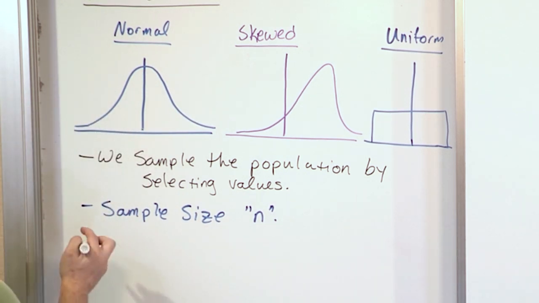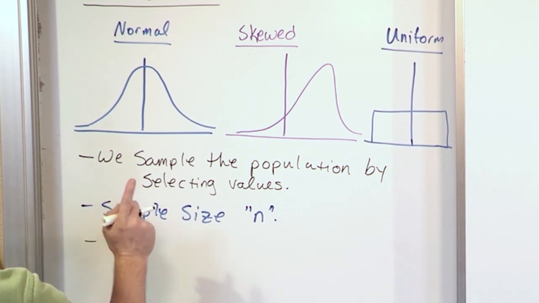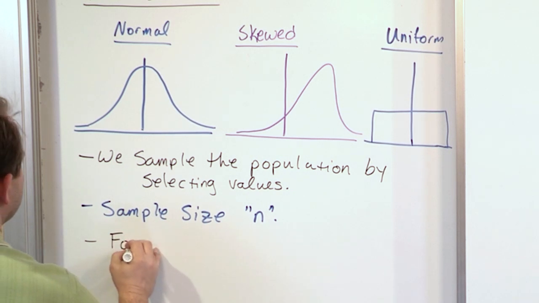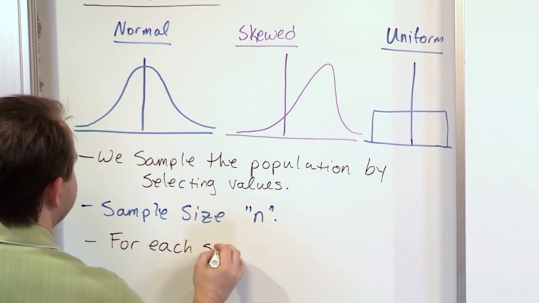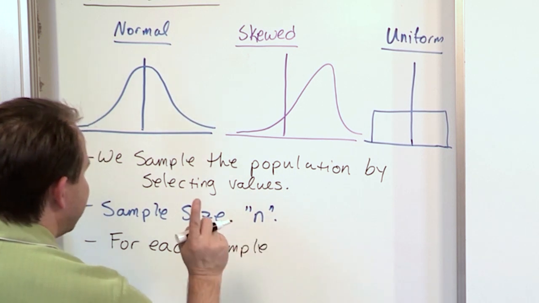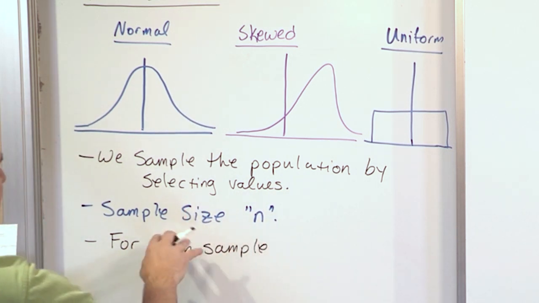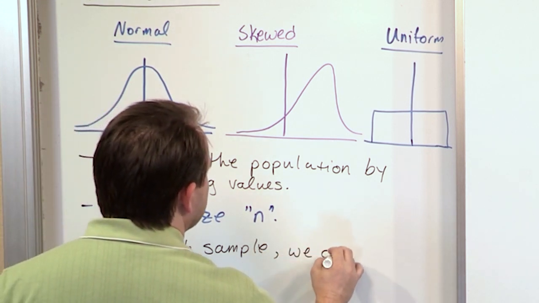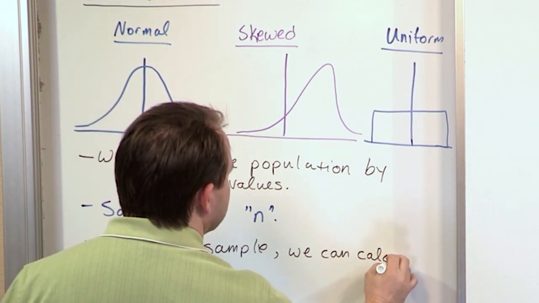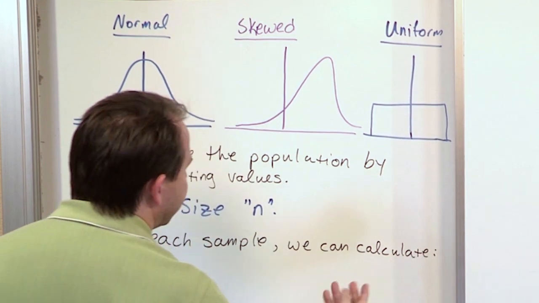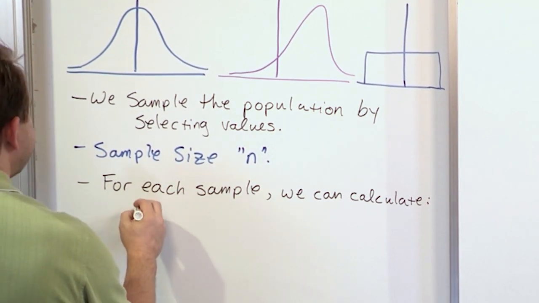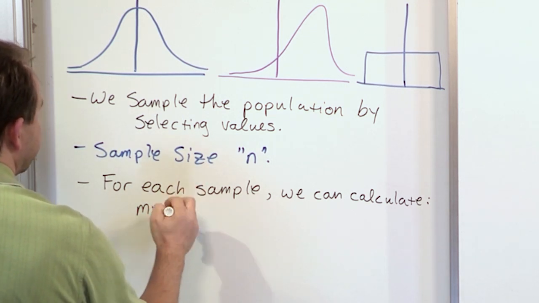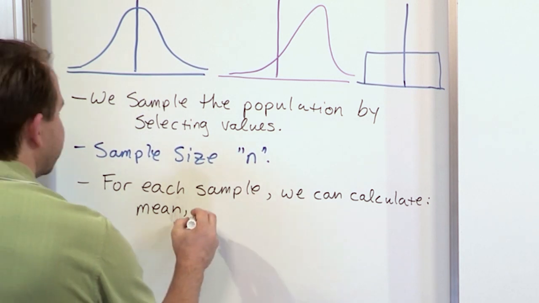All right. Next thing to know, and this is important, so we're going to be getting into a little bit of math here. For each sample, which means for each little collection of people or things I'm studying, we can calculate a few things because I have some numbers now. I can calculate the mean of that sample, which is the average value. I can calculate its variance.